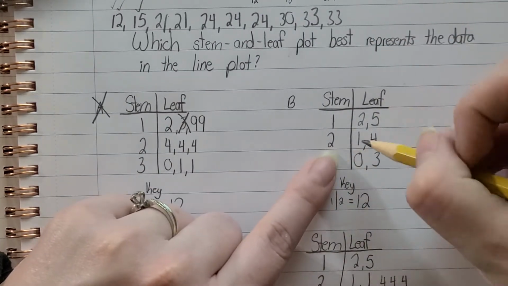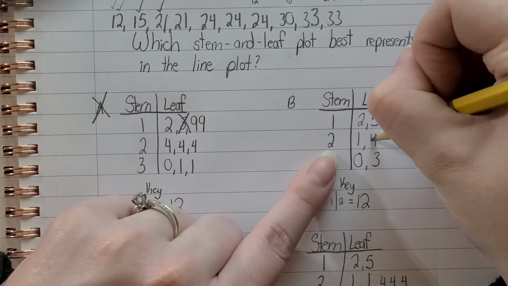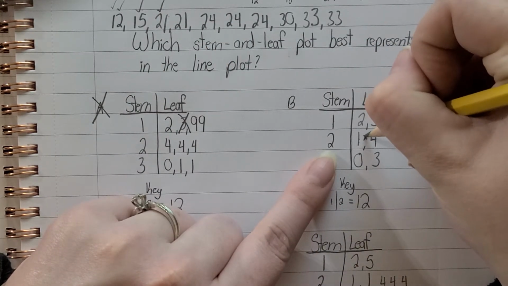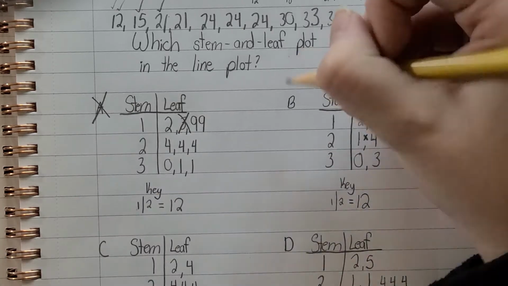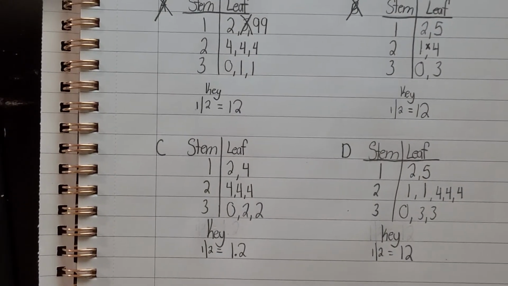All right, next in my data set, I had 2 21s. So 2 on the left, 1. I have 1 21, and then it jumps to 24. I'm missing a 21 in here. Okay, I need to have 2 of those. So this one doesn't quite match. All right, let's jump to C.